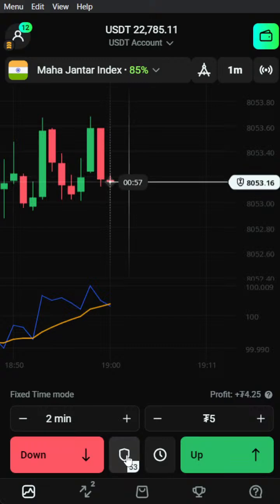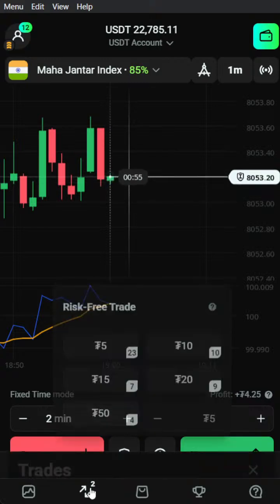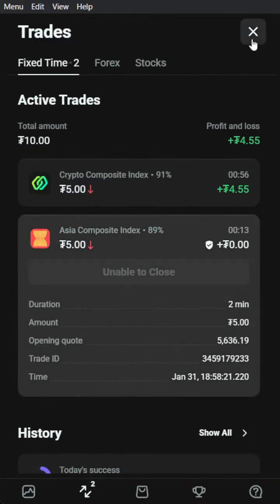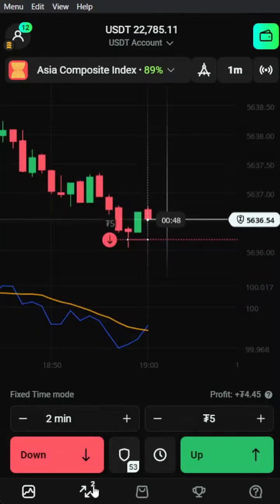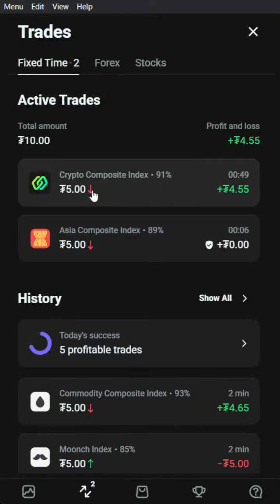Okay, I see an up trade here. What happened over here? Let's check with Asia. Do we see any chances? No, but we had a risk freeze here. I am trying to learn more. Yes sir, take your time.